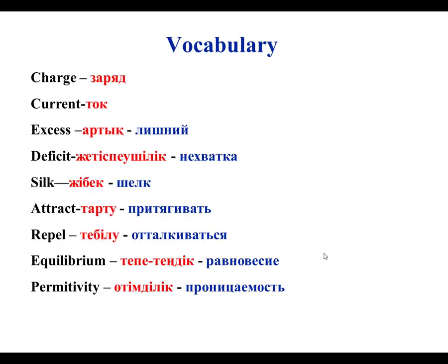So here's our new vocabulary. For example, charge, current, excess, deficit. This is due to the electrons. For example, excess electrons, deficit of electrons. Silk. Attract. Repel. Equilibrium. Permittivity.